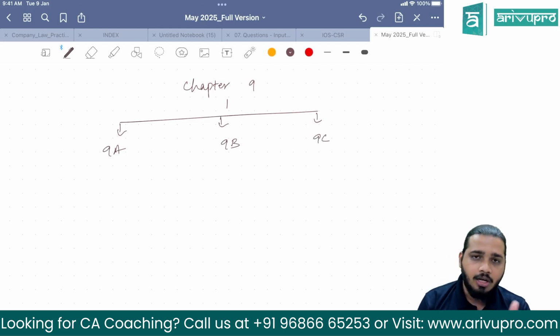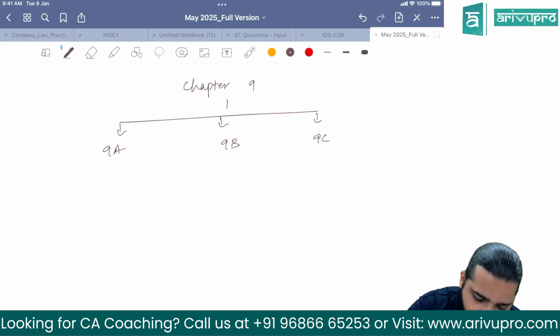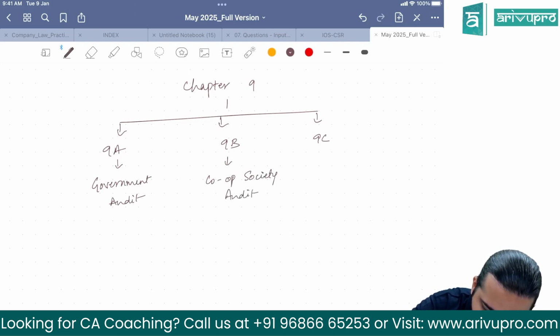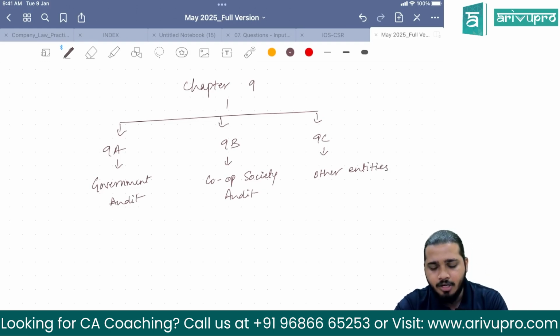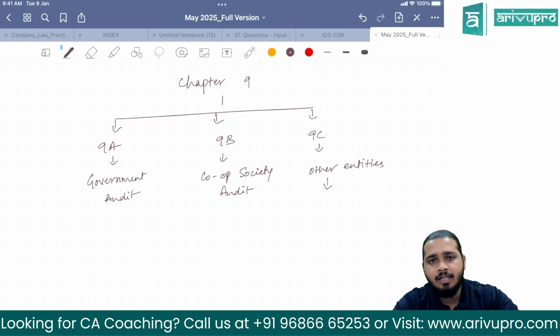Now, what are the things that will come under 9A? What will come under 9B? And what will come under 9C? Under 9A, you can consider government audit. Under 9B, you can consider cooperative society audit. And under 9C comes other entities. So government audit, cooperative society audit and other entities. Now, under other entities, hotels, restaurants, clubs, theaters, movies, all these things will come.